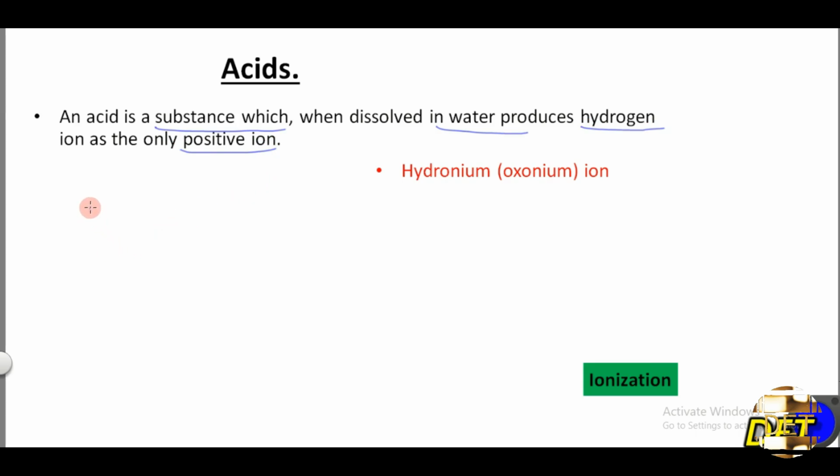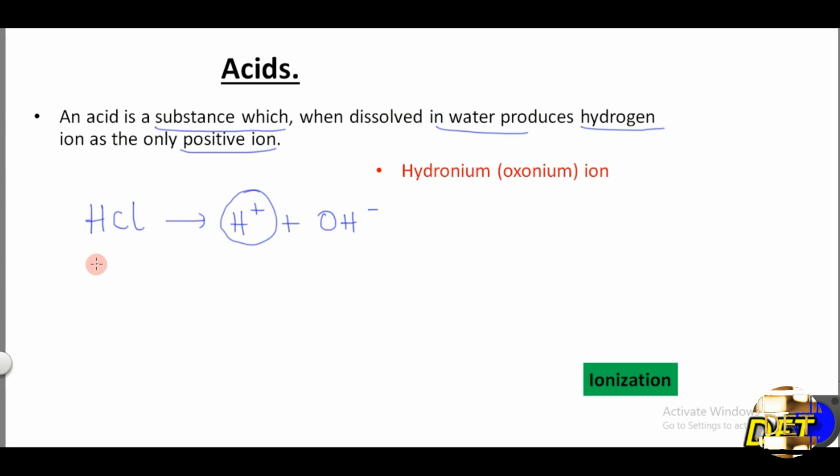For example, hydrochloric acid, HCl, is an acid. When you dissolve this acid in water, it ionizes to produce hydrogen ion and chloride ion. And hydrogen ion is the only positive ion here, so therefore, HCl is an acid. Again, an acid is a substance which, when dissolved in water, produces hydrogen ion as the only positive ion.